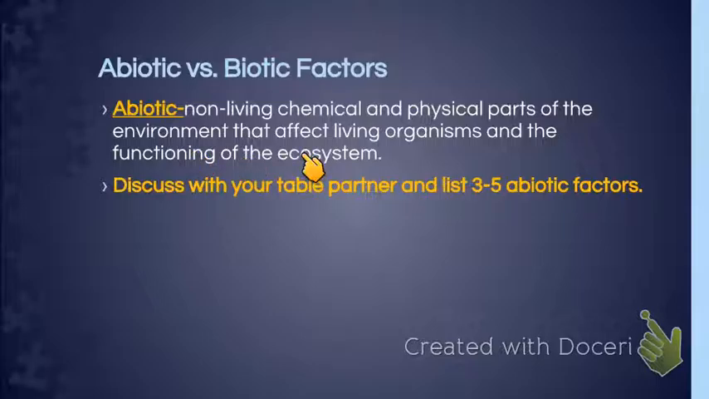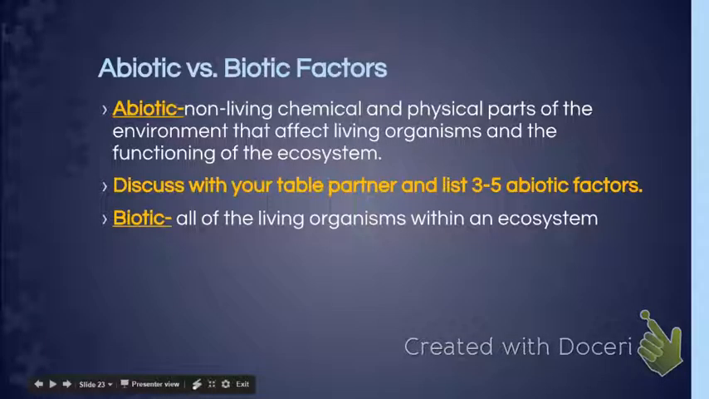Lastly, when we talk about characteristics of life, we need to understand biotic and abiotic factors. Abiotic factors are anything that's not living, so the non-living chemical and physical parts of the environment that affect living organisms and the functioning of the ecosystem. Examples of abiotic factors could be the geology, so rocks, sand, the water that's available, the weather, the climate, and the minerals in the soil. Lots of different abiotic factors. Biotic factors are all of the living organisms within an ecosystem.